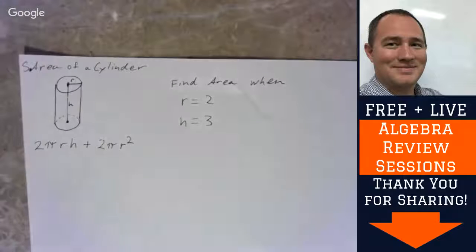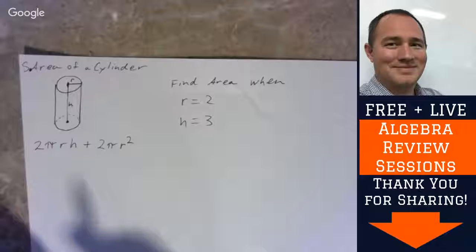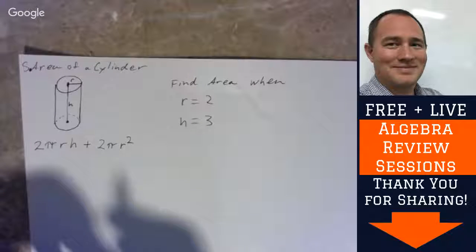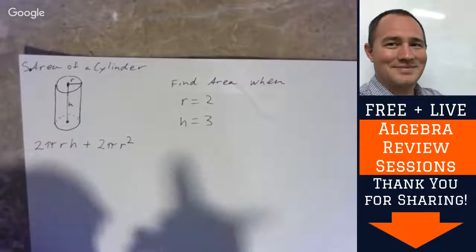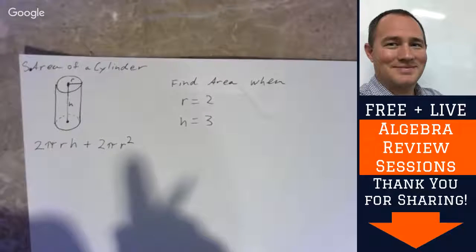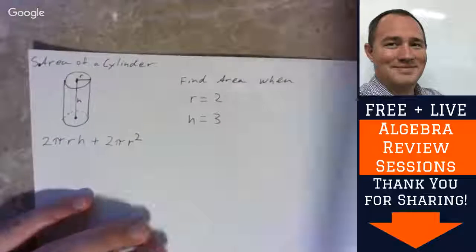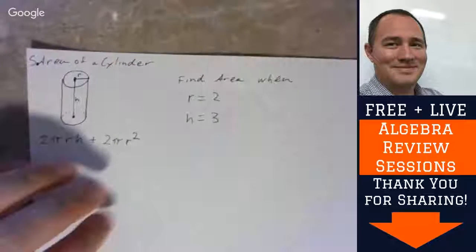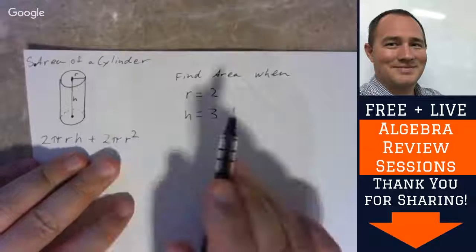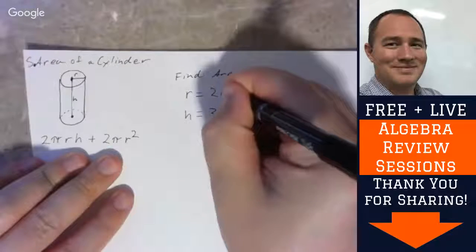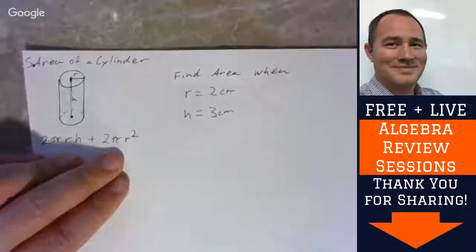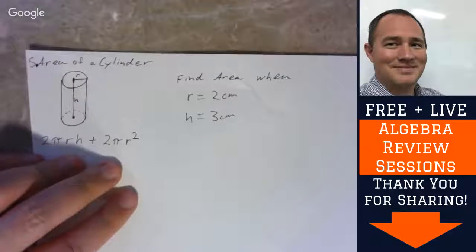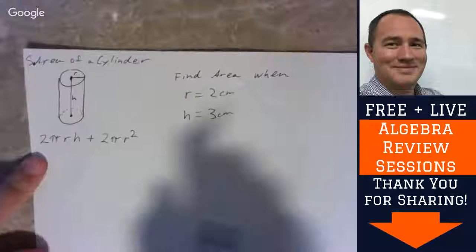When we're talking about surface area, we're always talking about a two-dimensional measurement. So area is going to be units squared, and volume is going to be units cubed, right? A minute ago, this gave us centimeters cubed. When we find this, maybe we'll put 2 centimeters, 3 centimeters, and the answer is going to be in centimeters squared. So let's break this down.